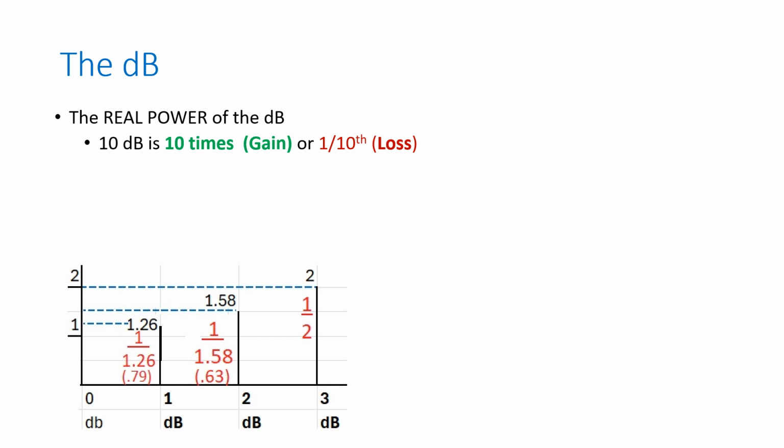The point is, you want to know that 10 dB is 10 times the power or 1/10 the power. 3 dB is twice the power or half the power.